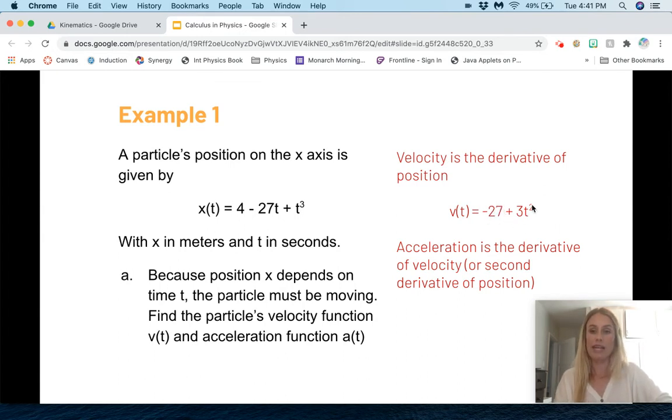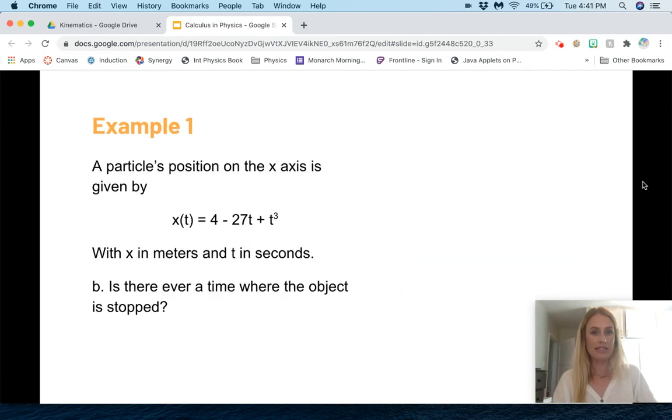So now we're just looking at this. Again, take this 2, multiply 3 by 2, so we get 6. Subtract 1 from the 2. 2 minus 1 is just 1, so we end up getting that the acceleration is 6t. And that's letter A, okay? Easy enough. All right, let's look at letter B.